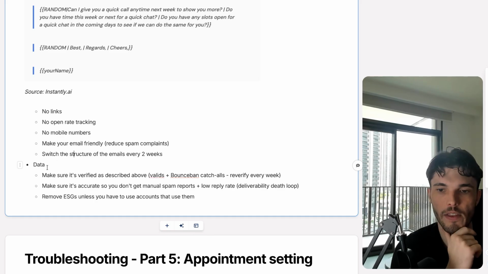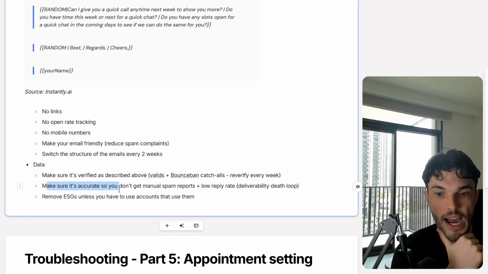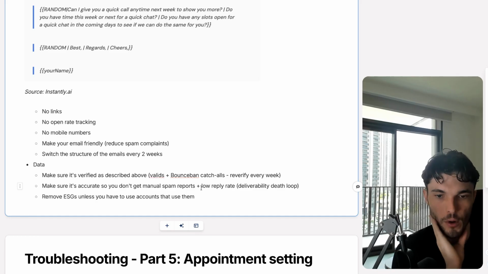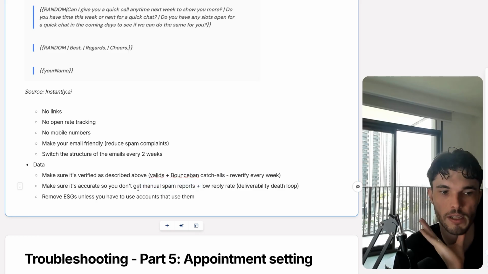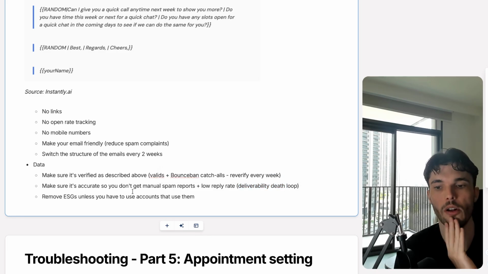And then on the data side of things, make sure everything is verified as I described above. Make sure it's accurate data, because if you're not reaching people that are qualified, a lot of people are going to report you to spam, rightfully so, because you should be sending to people that are qualified. You're also going to have a low reply rate, which is going to send you into the deliverability death loop that I talked about earlier.